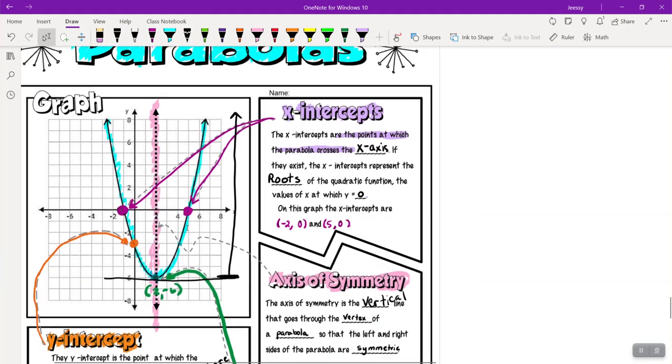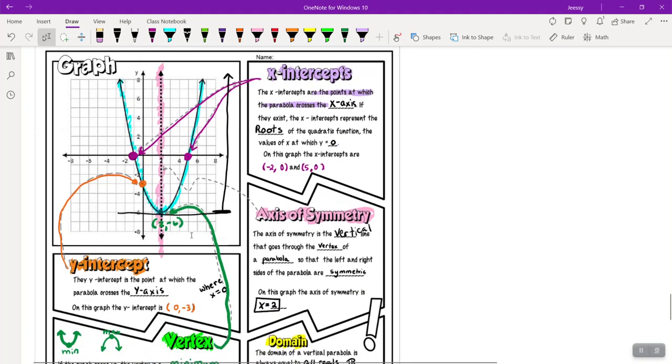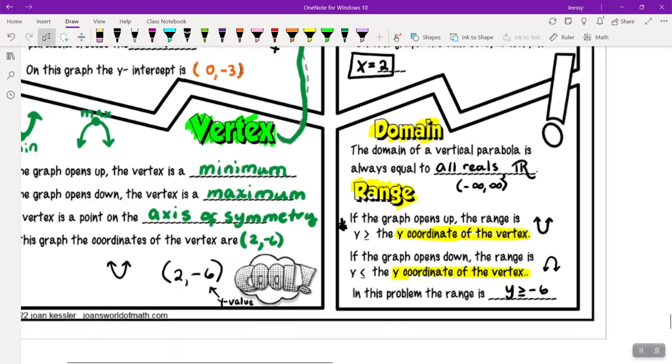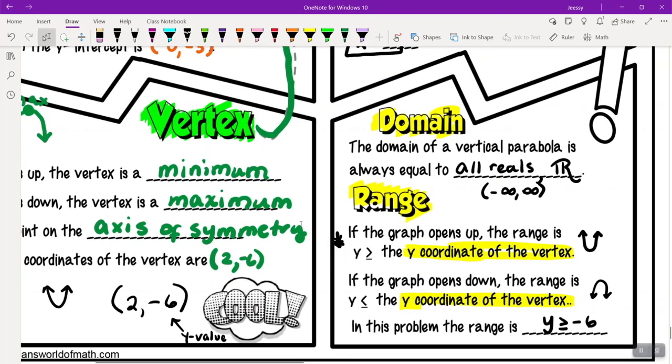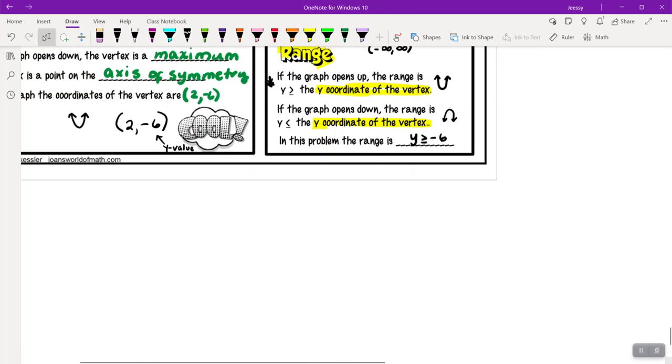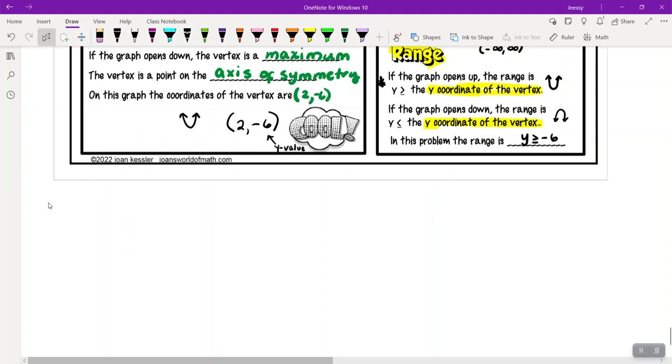All right. Any questions on the notes? X-intercepts, y-intercepts, vertex, axis of symmetry, domain, range. All right, flip over to the back side of this.